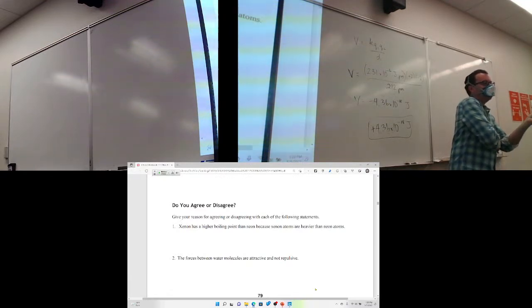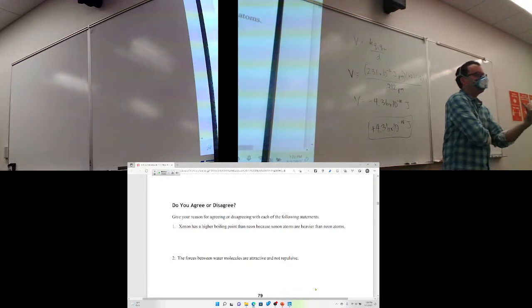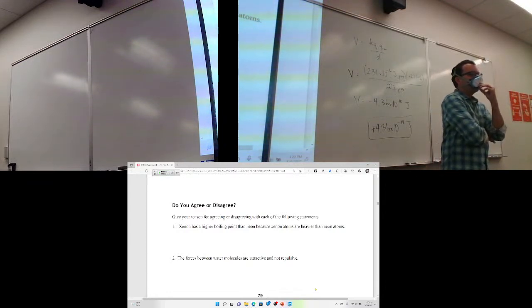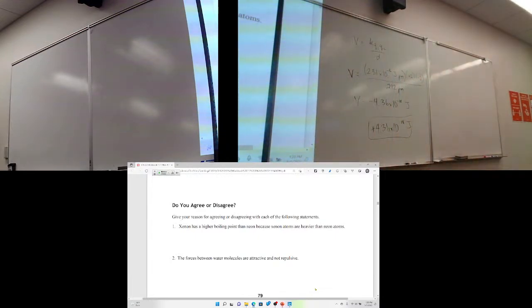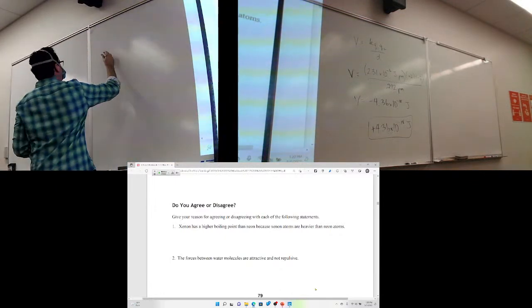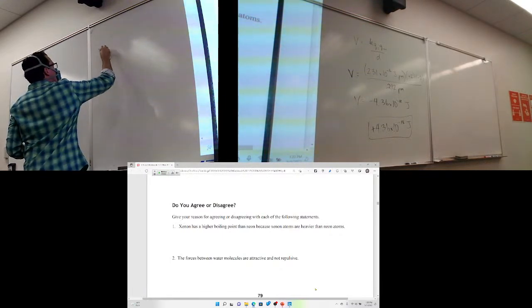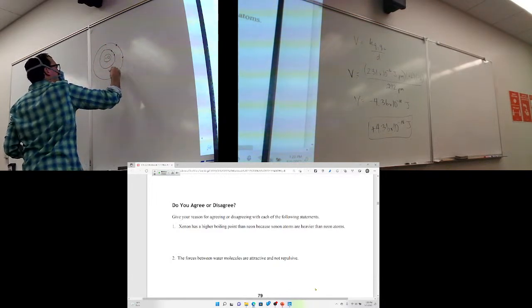But why higher? What about the higher molecular mass makes it have more IMFs? So let's talk about neon and xenon. Neon, if you do the shell model, has a +10 nucleus, and it's got 2 shells, right? It's got your 2 electrons here, and your 8 electrons here.